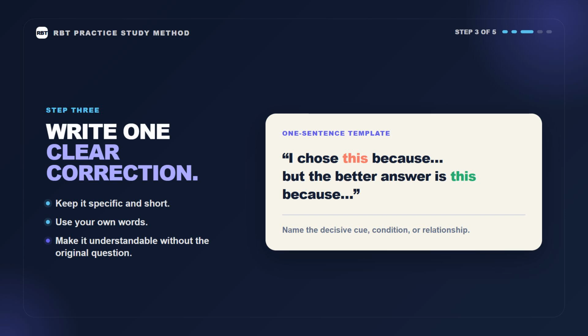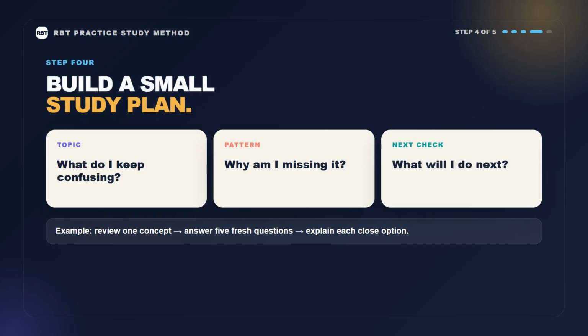Keep the sentence specific. If the question depended on what happened before a behavior, name that cue. If it depended on what followed the behavior, name that relationship. Your correction should be short enough to review later, and clear enough that it still makes sense without the original question. Step 4. Turn repeated misses into a small study plan.